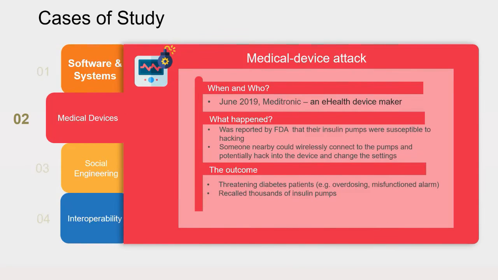While ransomware attacks leverage the loopholes of applications, medical devices might also be threatened by cyber attacks. In June 2019, an e-health device maker, Medtronic, was reported by the FDA that their insulin pumps were susceptible to hacking, that someone nearby could wirelessly connect to the pumps and potentially hack into the device and change the settings. The diabetic patients, therefore, are threatened due to the potential overdose or malfunctioning alarms. As a result, the company was ordered by the FDA to recall thousands of their insulin pumps.